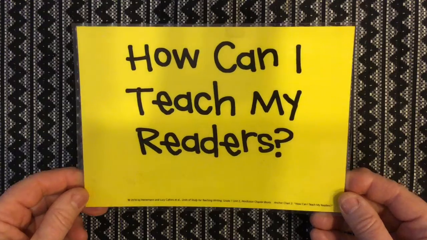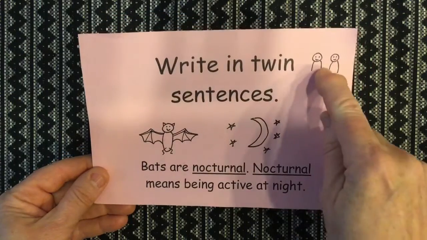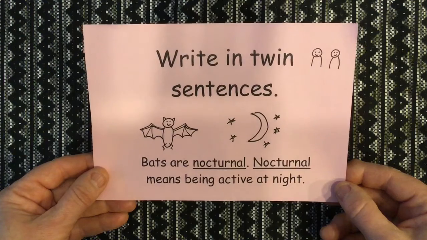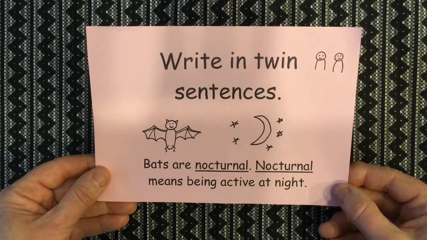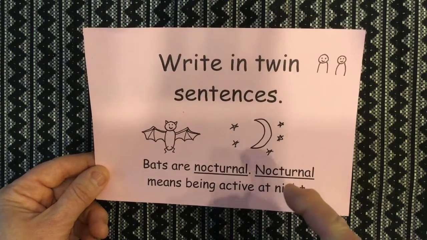We've been working on our teaching books and asking ourselves, how can I teach my readers? Last time we learned about how we can write in twin sentences. Remember, that's when you write a sentence. Maybe the sentence has a tricky science word, maybe the sentence has a new idea, and right away in the next sentence you explain it.